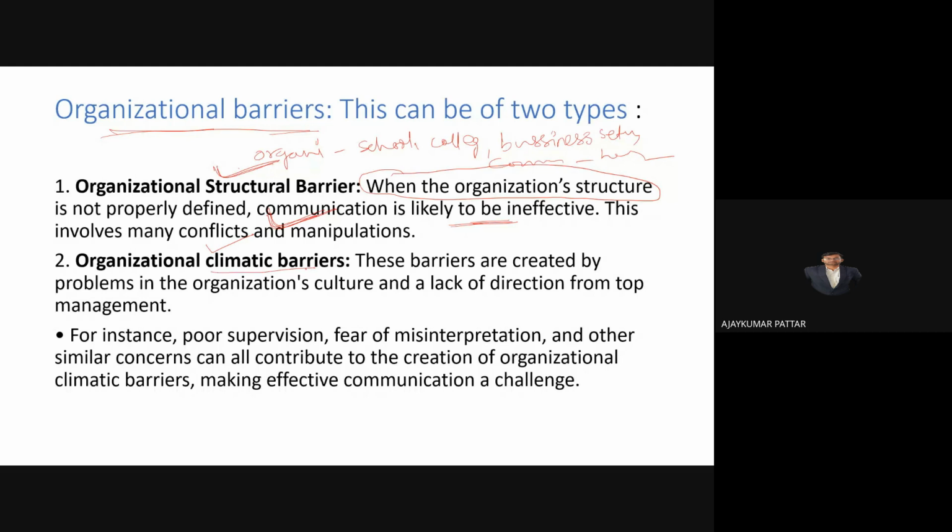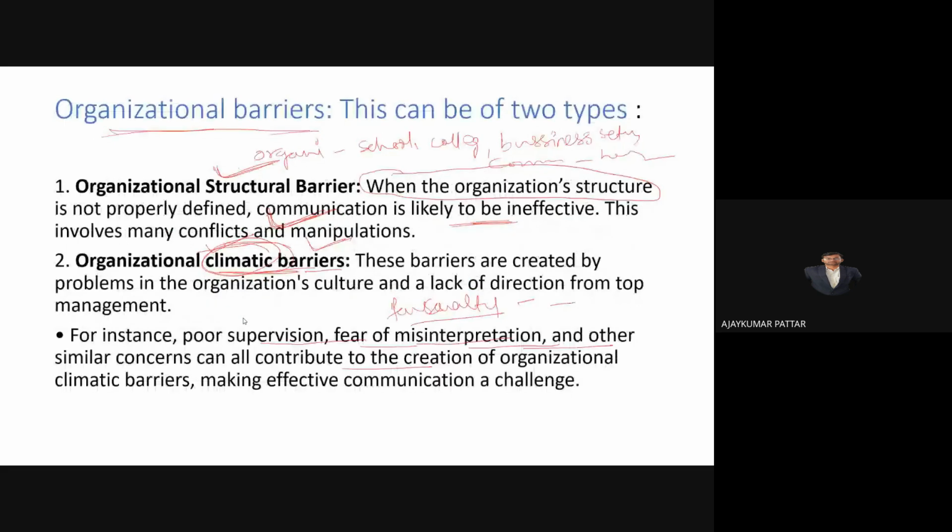Then organizational climate barriers. The organization is good, but the climate, the environment in that college or institution, is not good. Due to some factors, the workers or faculties are not communicating properly in that environment. Because of that, the climate is not good. That climate is acting as a barrier to communication between the faculties and the organization. That is organizational climatic barriers.